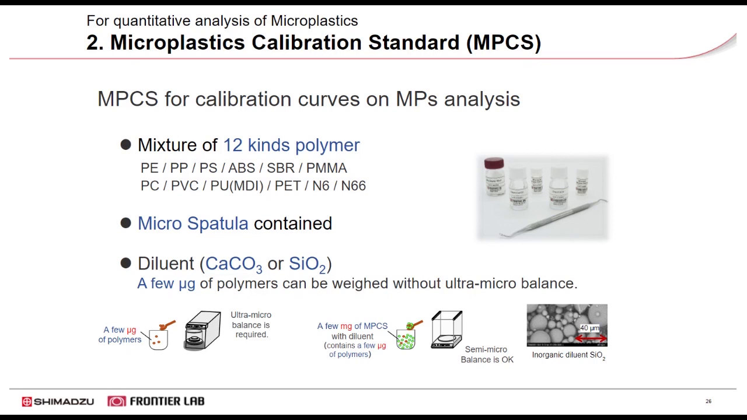We also recently released another microplastic calibration standard kit for quantitative analysis of trace microplastic samples. With this kit, both standards also contain a few micrograms of the commonly used 12 polymers, which are homogeneously dispersed with a solid diluent for easy weighing on semi-microbalances. However, this new product has a polymer concentration of approximately 1/10 of the regular MP calibration standard set.